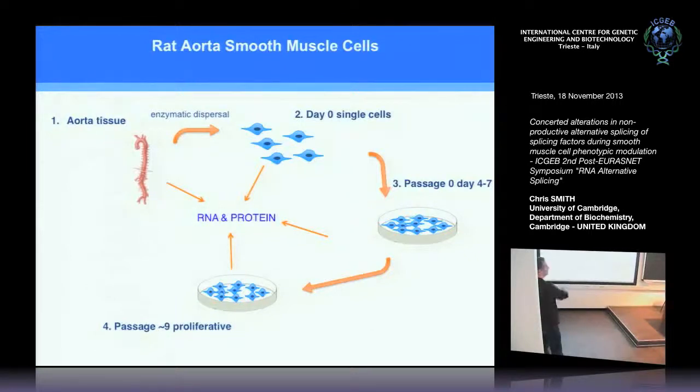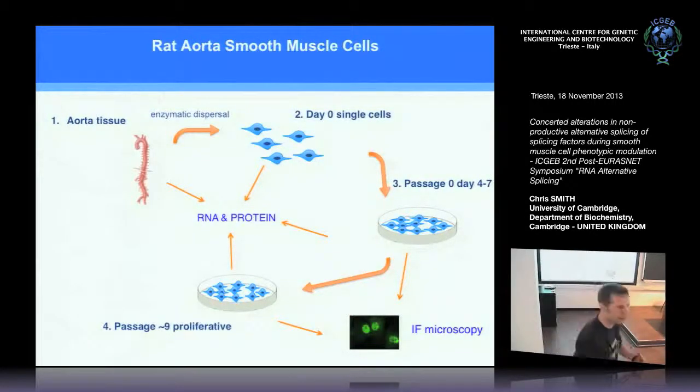Now, we don't have that data yet. That's work in progress. But what we do have, Dipen Rajgor in Kathy Shanahan's lab in collaboration with us, has done immunofluorescence microscopy comparing these two states, which in the rat, this has been typically taken as a differentiated state, and this is a more synthetic state. And we've looked at expression of the various splicing factors. And what we see is quite dramatic changes in their expression.